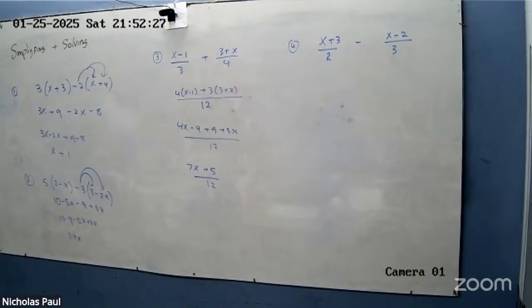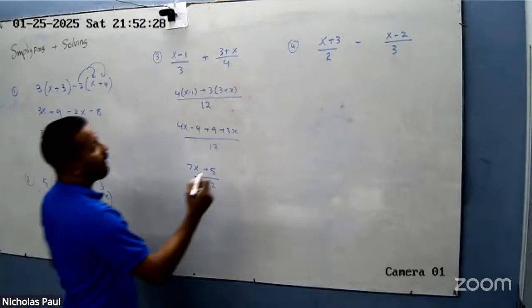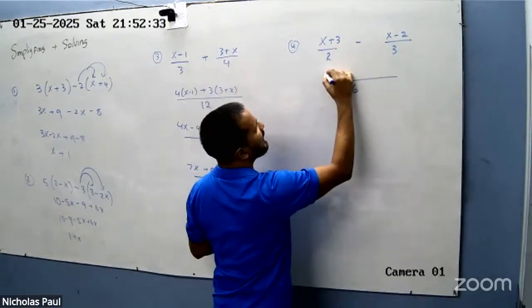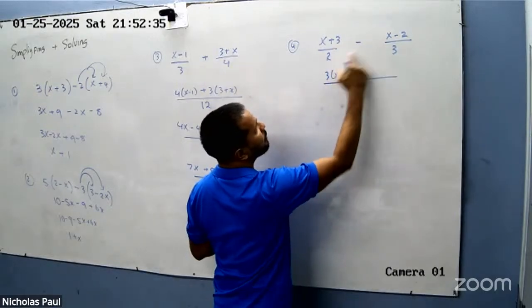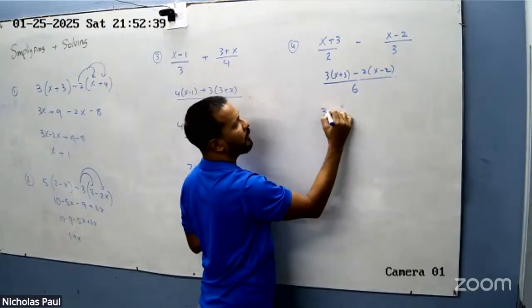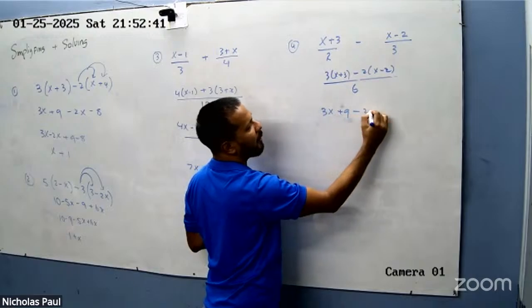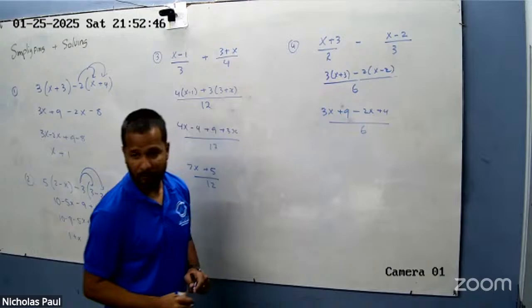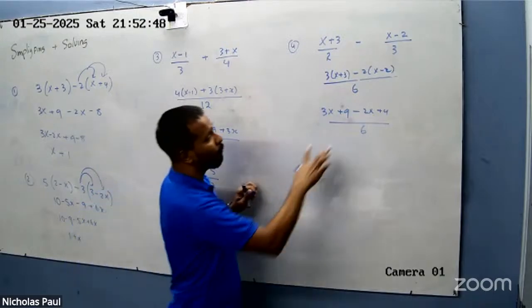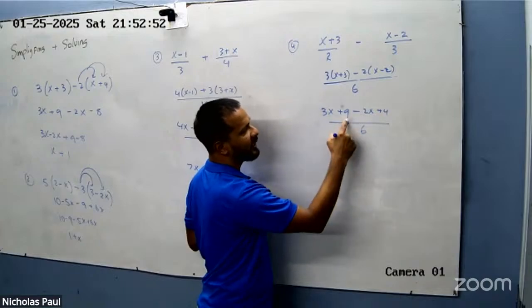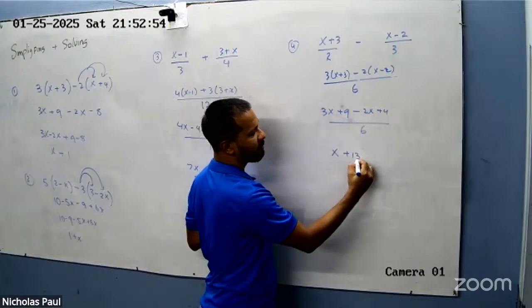All right, now let's see what you got. Right, so everything is over 6. 3 by this, 2 by this. And then you multiply it out, you'll get 3x plus 9 minus 2x plus 4 all over 6. Right? Bring your like terms together. 3x minus 2x, that's x. 9 plus 4 is 13.